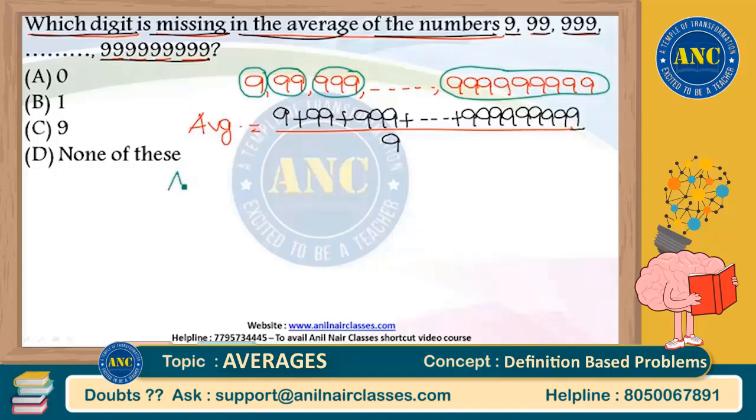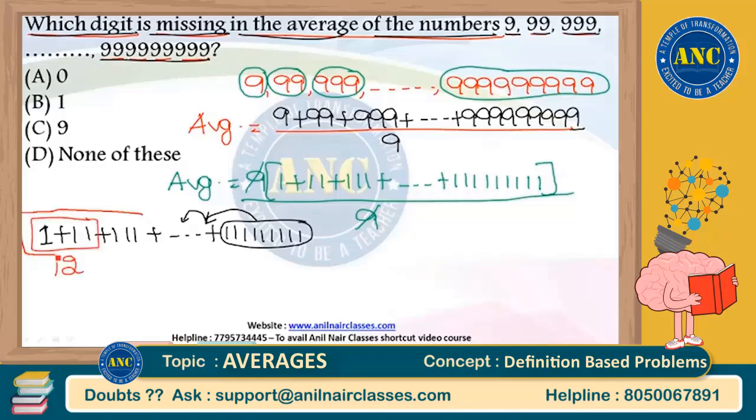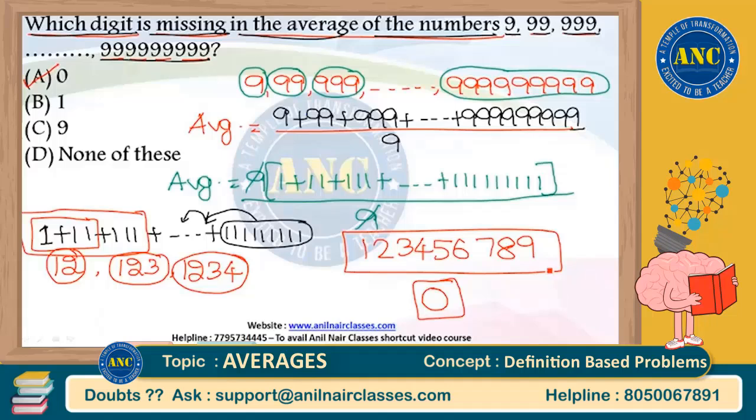Now, if I continue further, if I take 9 common factor in the numerator, it is 1 plus 11 plus, and so on. So you are left with 1 plus 11. If you observe this pattern a little bit, this is 1, 11, 111, and so on. If I add the first two terms, 1 plus 11 is 12. 12 is nothing but 1, 2. First 3 terms, sum is 123. It is 1, 2, 3.